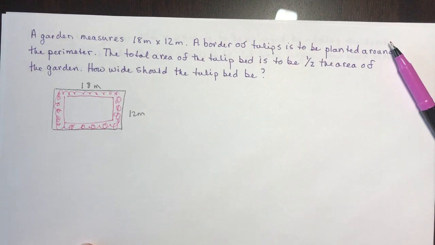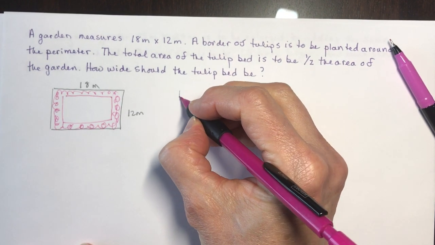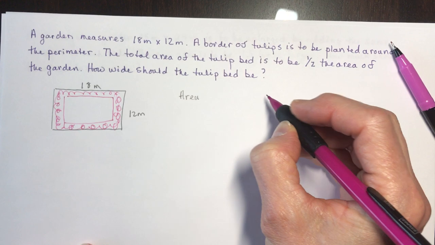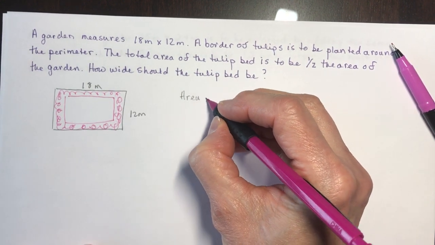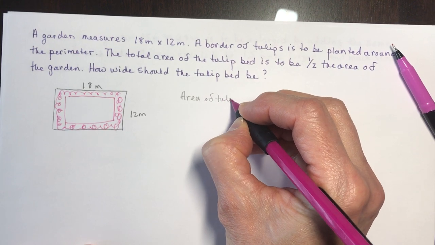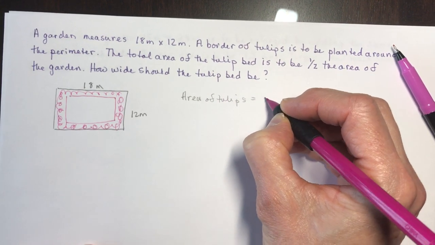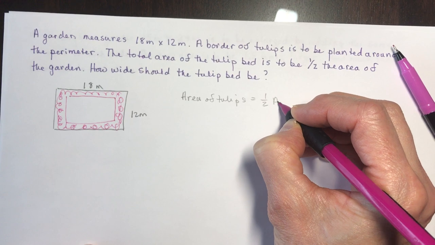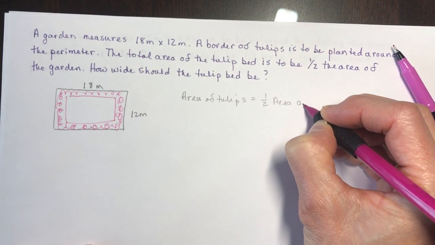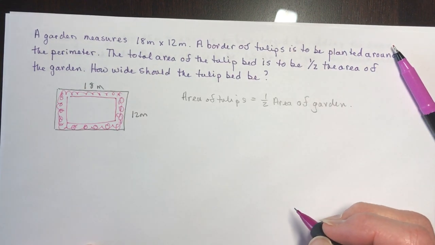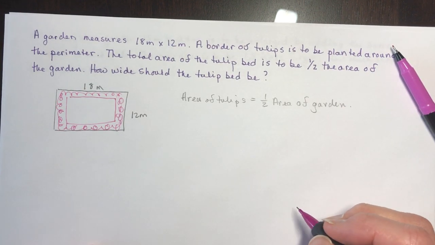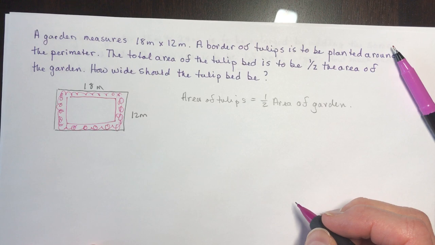Okay, so let's write out in words what we're going to do. We said that the area of the tulip beds, area of tulips, has to be half the area of the garden. Okay, so we've got words for it. Now let's put in some numbers. So what is the area of the tulip?